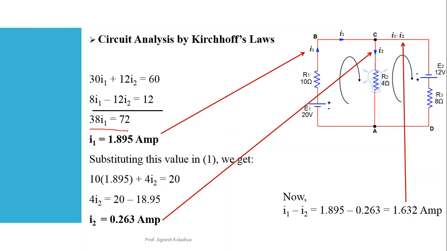So in this way I'm getting the value of I1 over here. Then you can find I2 by using the same equation. Put I1 in any of these equations, so you will get I2, and then I1 minus I2 will be the current, 1.632, which is passing through R2. Okay, so in this way you can apply the KVL and KCL, and you will get the current in all the resistances.